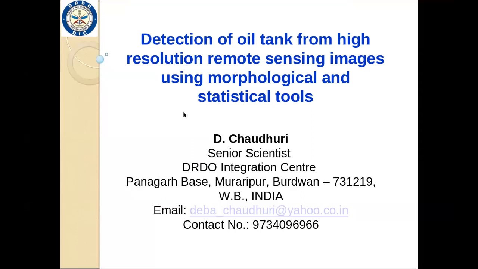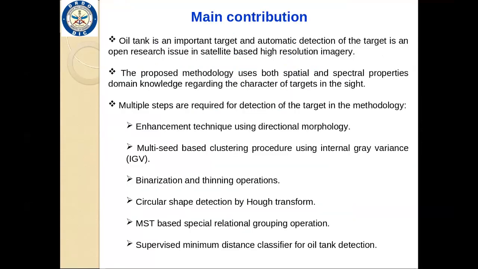So, good morning to all of you. Detection of oil tanks from high resolution remote sensing images using morphological and statistical tools. The main contribution here is that we know the oil tank is a very important target for defense applications, and the question is how to detect it automatically. Actually, we are working on a missile guidance system, so that's why these targets are useful for our application.